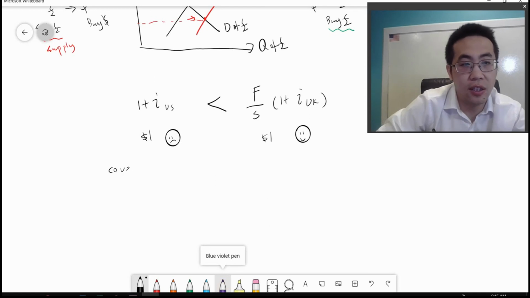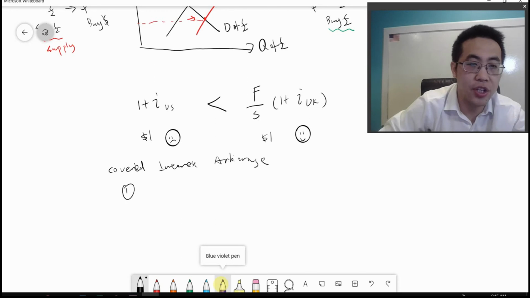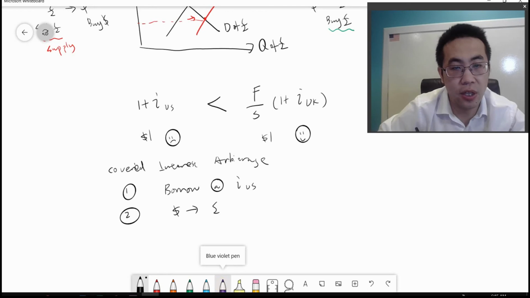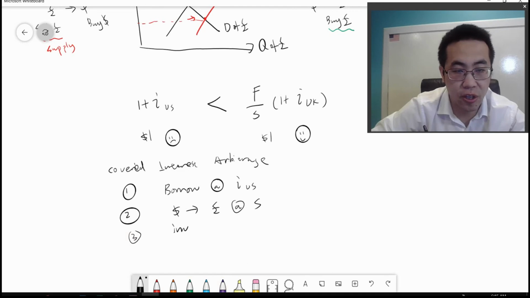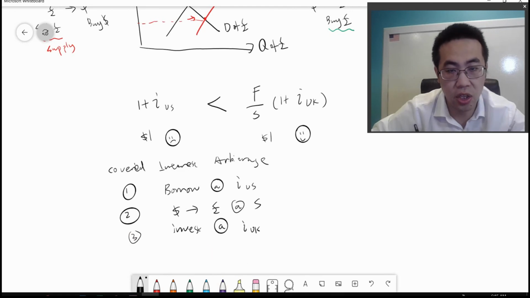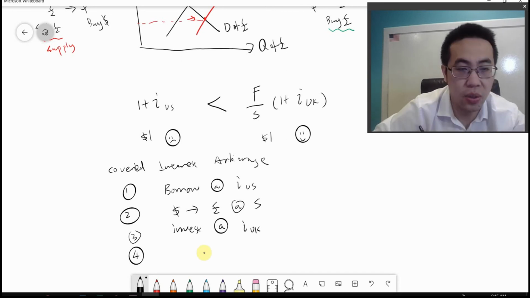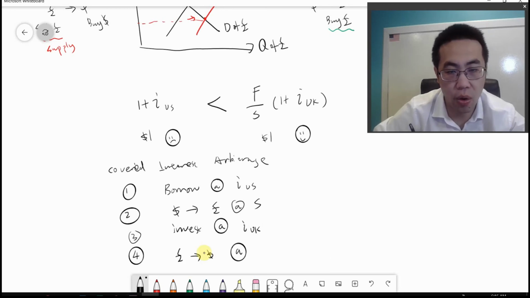So in the disequilibrium, there will be covered interest arbitrage. And in the arbitrage, people will borrow from US at the US interest. And the second, they will convert dollar to British pound at a spot rate. And the third, they will invest in the UK at UK interest, and then 6 months or a year later, when the forward is due, when the loan is due, they will convert the pound principal and interest back to dollar at forward rate.